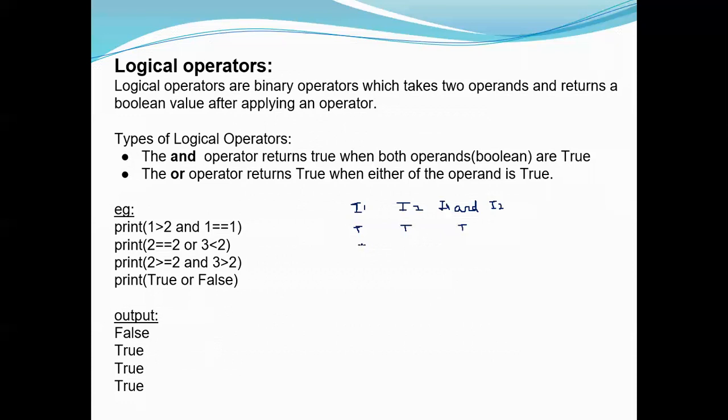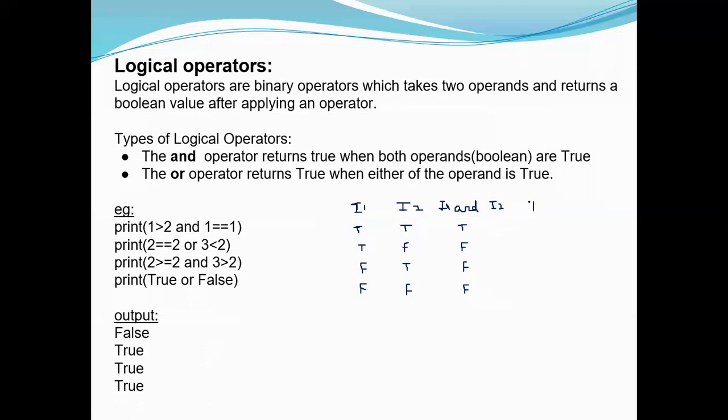If I say I1 is true and I2 is false, then I'll get false, because only if both are true will I give true, otherwise I'll give false. Similarly, if I1 is false and I2 is true also, I'll go with false, because I need both I1 and I2 as true. If both I1 and I2 are false, then the entire term goes false, because both the things should be true.